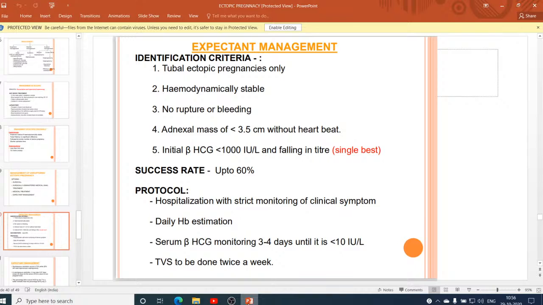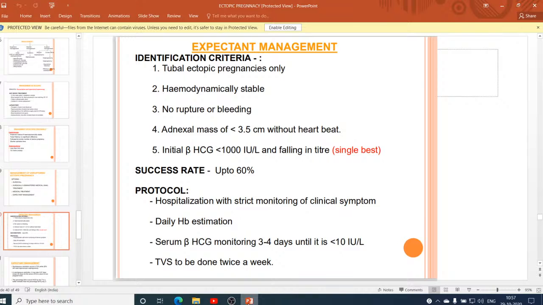That means patient should be hemodynamically stable. No rupture or bleeding. Adnexal mass of less than 3.5 cm without heartbeat. That means cardiac activity should be absent. Initial beta HCG should be less than 1000 international units and falling in the titer. Single best. Success rate up to 60%.